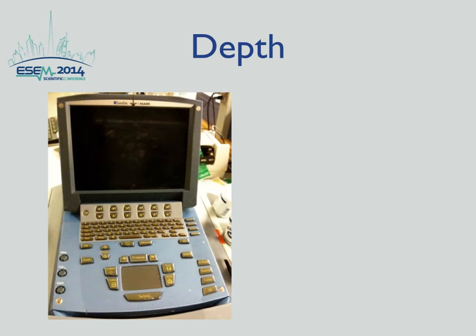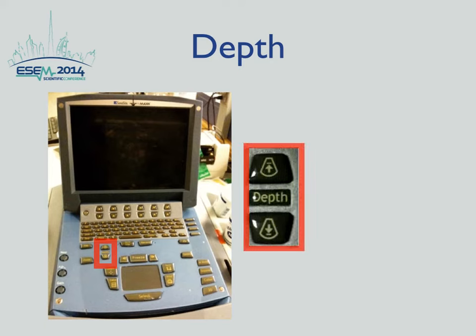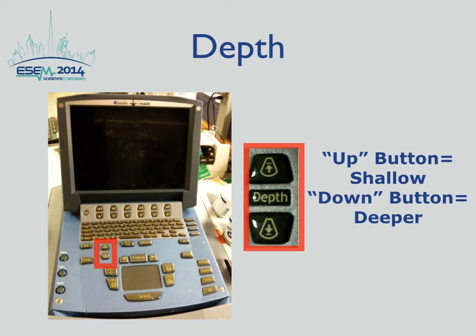The next is the depth button. Adjusting the depth is very important when you want to improve the quality of your image. To find that in this machine, you will find the button labeled depth. If you select the up, it's going to make the image more shallow, and if you select the lower one, it's going to make the image deeper.